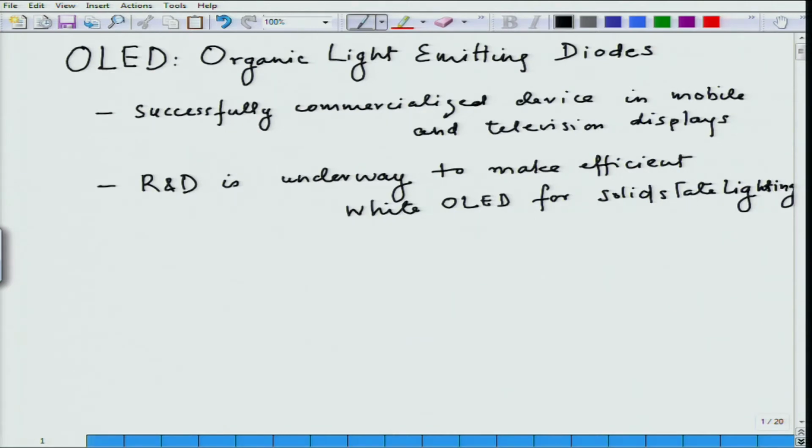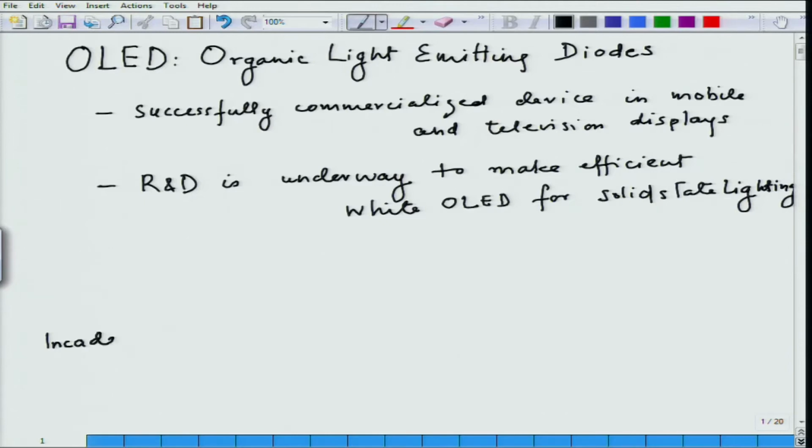Just to bring the motivation of this particular device, if we look at the lighting products that we have been using for the last several decades, the one product which is very old is the incandescent lamp. It is the normal light bulb that we are very familiar with. Its efficiency is something like 15 lumens per watt, and here I am introducing a new term for you, lumens.